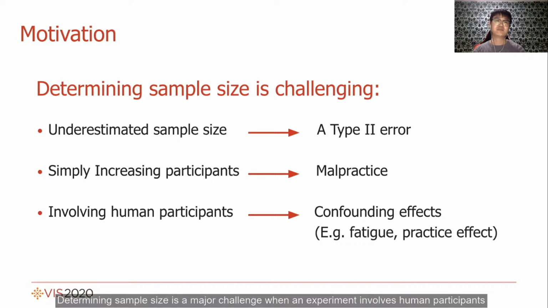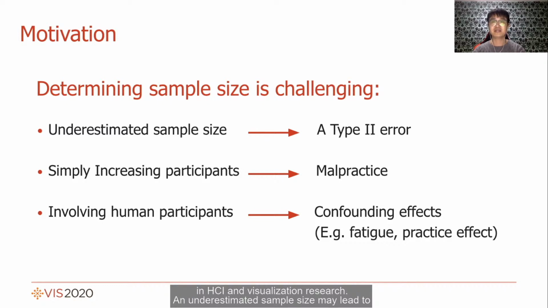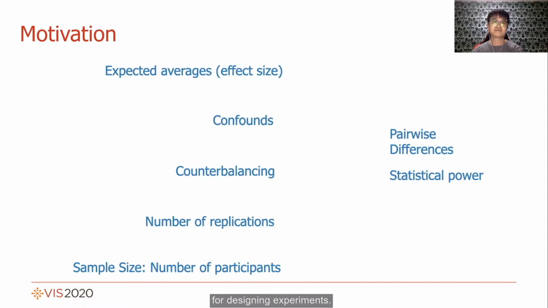Determining sample size is a major challenge when an experiment involves human participants in HCI and visualization research. An underestimated sample size may lead to failure of discovering an effect, even if it exists in the population, which is called type 2 error. It is also wrong to simply increase the number of participants until the results become significant. Moreover, human participants may introduce confounding effects, such as fatigue effect and practice effect. These effects should be considered for designing experiments.